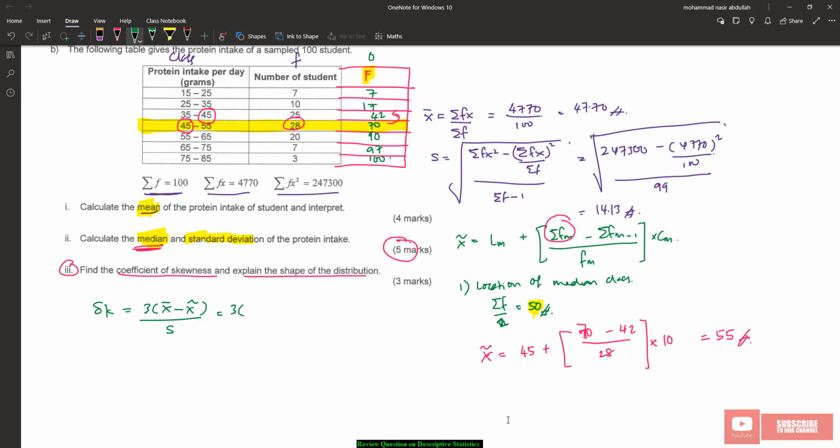So 3 multiplied with 47.70 minus 55.0, divided by the standard deviation, 14.13. So you will get a negative value, right? You calculate the value here, and you state that the answer should be a negative value. How much? Negative 1.55. So now, since the value is negative, we can say that the shape of the distribution for protein intake per day is skewed to the left. It's negatively skewed, right? So I think that's all for the review of descriptive statistics, right?